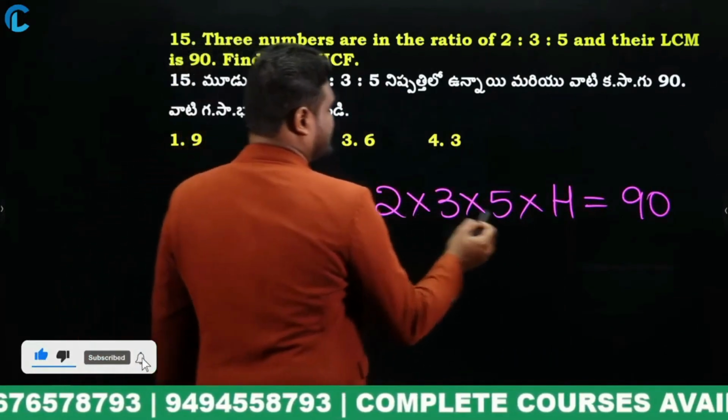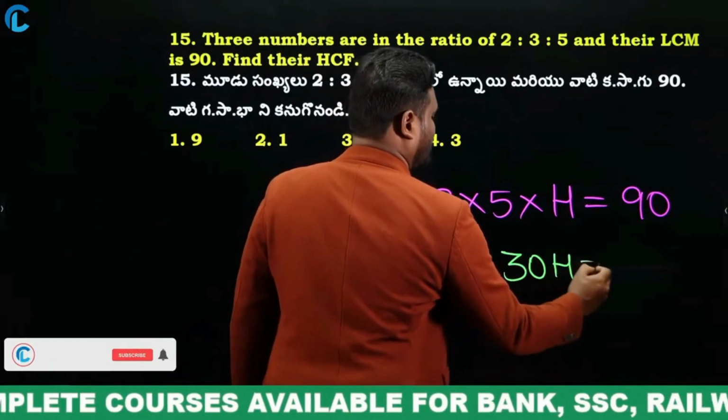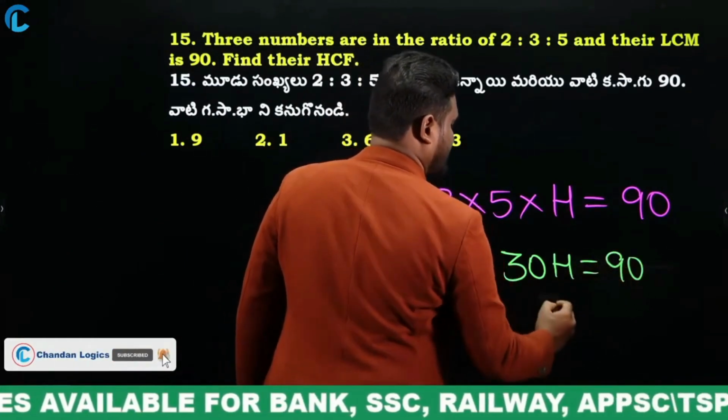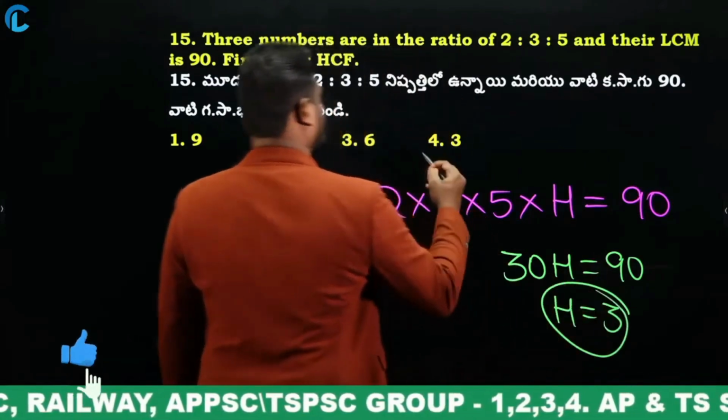Now look, 2 times 3 is 6, 6 times 5 is 30. So 30H equal to 90. H equals how much? H equals 3. So the answer for this question will be 3.